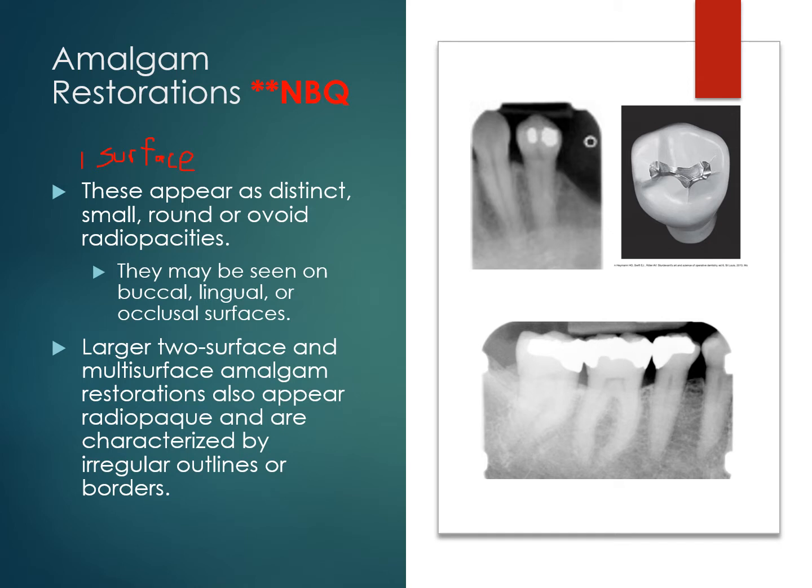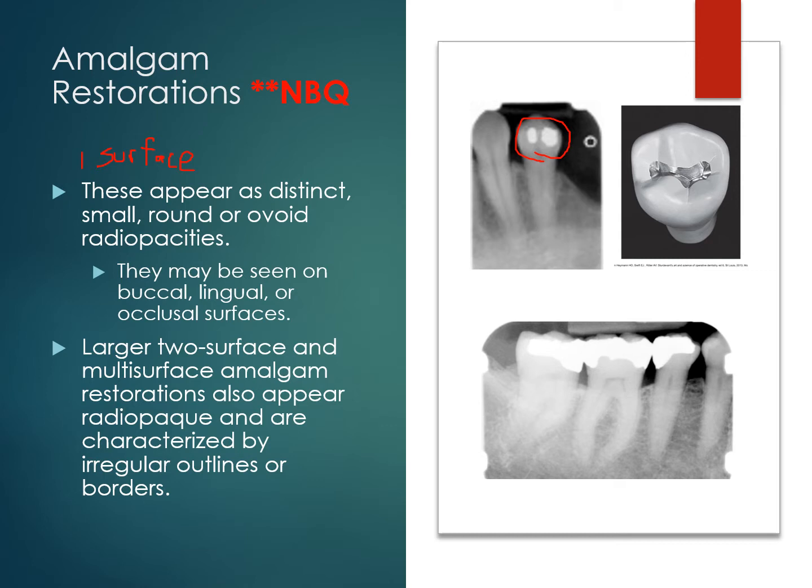So these appear as distinct, small, round, or ovoid radiopacities. They can typically be seen on the buccal, the lingual, or the occlusal surfaces. I don't know about you guys, but I have a buccal amalgam pit filling on one of my molars. So you might want to take a look inside your mouth and see what you got. But on a radiograph, they look like this, just these perfect sort of round or ovoid, pretty small shapes. It looks like this on a fake tooth. This is what an amalgam filling looks like.